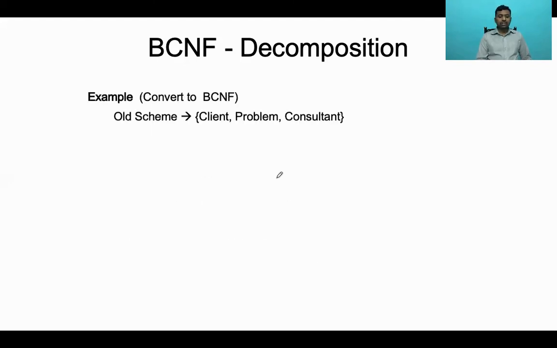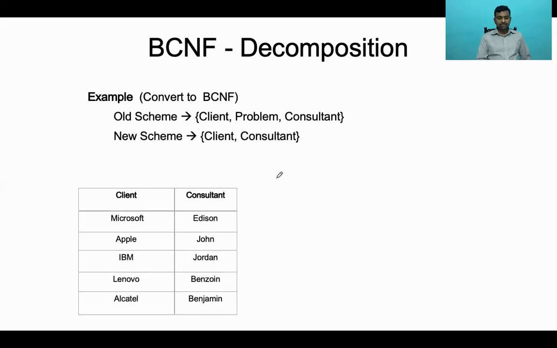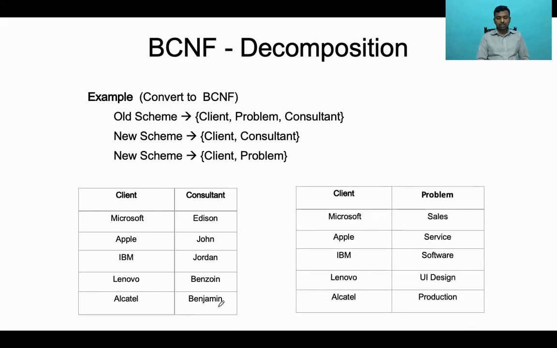The old schema is client, problem, and consultant. The new schema is going to be client and consultant, so the clients and the consultants result here. And the second schema is client and problem. Now I have divided these two tables, and they relate to each other. The client and the problem are related, and the client and the consultant are related. Because it was not in BCNF, I'm decomposing it, dividing the table, and giving you the result. Now, at this stage, my table is in BCNF, that is Boyce-Codd normal form.